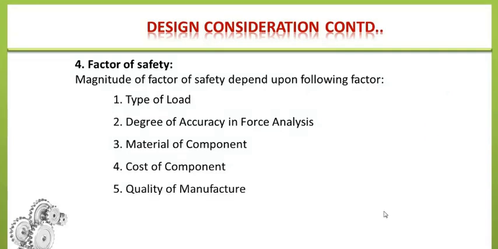Quality of manufacture. When the quality of manufacture is high, variation in dimensions of the machine component is less, so you may select low factor of safety. Conversely, higher factor of safety is required for poor manufacturing quality. So you have to also focus on the manufacturing department, whether it produces low variation products or has poor quality of manufacturing. Service condition. If the component is working under a corrosive environment, then you have to consider more factor of safety.